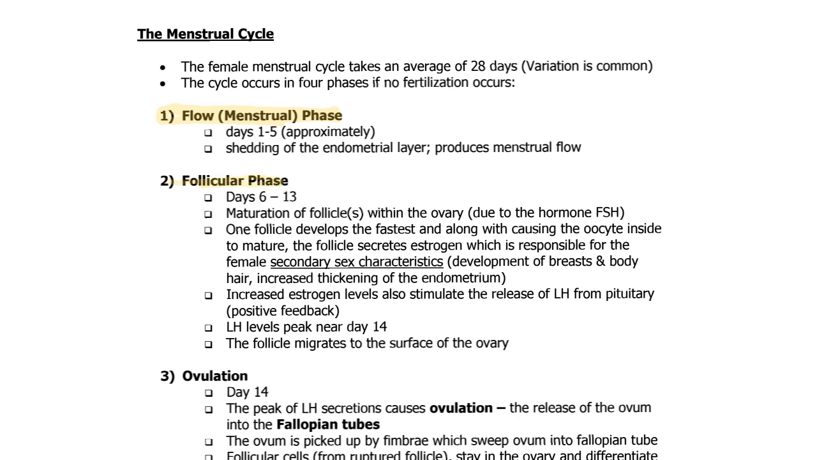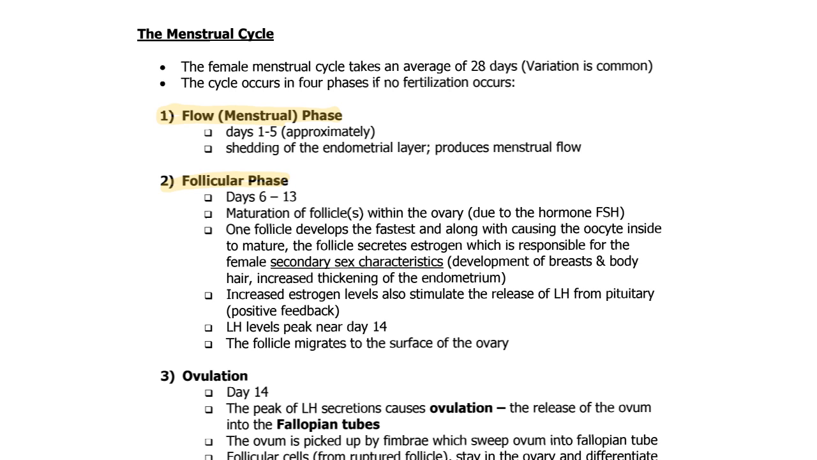The follicular phase falls in about days 6 to 13, and that's when the follicle matures due to that hormone FSH. And one follicle will develop the fastest if we're talking about a typical cycle, and that is a follicle. Estrogen being responsible for the secondary sex characteristics, as well as for the stimulation and vascularization of the endometrium.